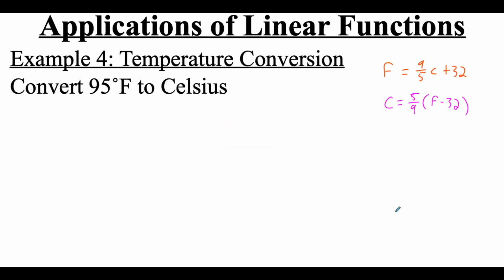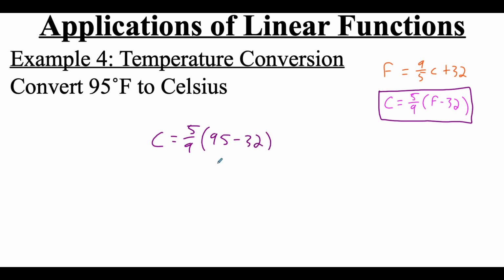In this example, we're going the opposite direction. Now we're given a Fahrenheit temperature, and we want to convert that into Celsius. So we want to take 95 degrees Fahrenheit and convert that into Celsius. So we're going to use our second equation here where we're plugging in a Fahrenheit temperature and getting a Celsius answer. So we're going to do C equals 5/9 times (95 degrees minus 32). Well, if we take 95 and subtract 32 from that, we're going to get 63, and then taking 5/9 times 63, that's going to be a Celsius equivalent of 35 degrees.